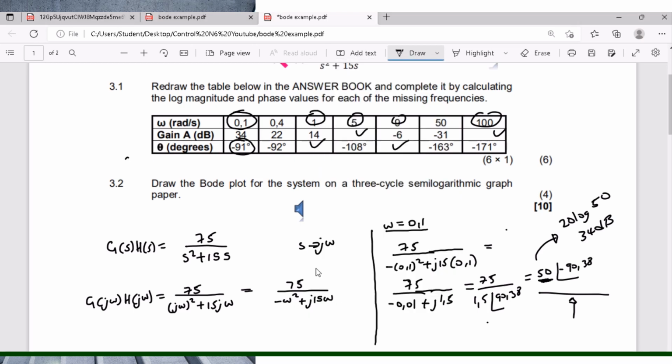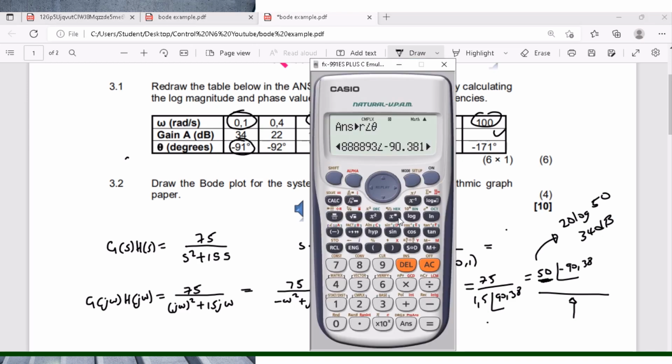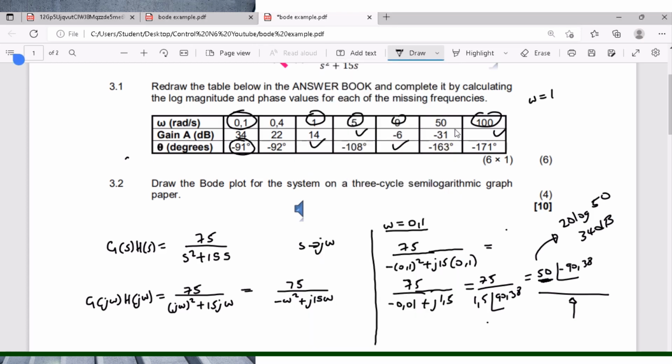So let's do the second part, when w is 1. I'm going to have 75 over minus 1 squared plus j15 times 1. Every time you substitute w, put a bracket so that you don't make mistakes with signs. You see my answer in rectangular form. I'm pressing Shift 2 then 3. Then I'm getting 4.99, which is 5. So when w is 1, I'm getting gain 5.